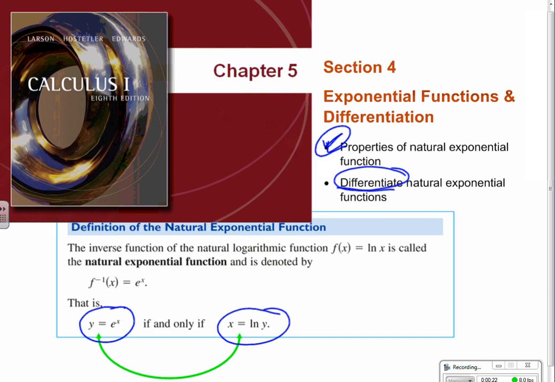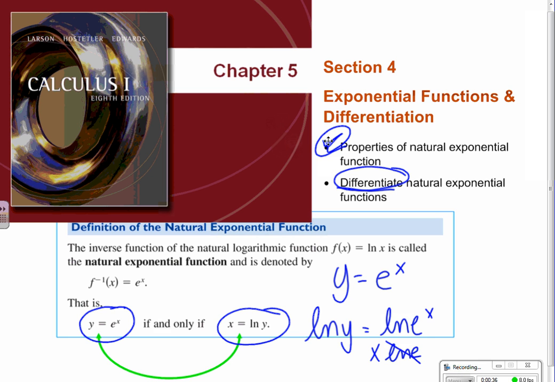If I took an equation y equals e to the x, I could do natural log of each side. And when I do that, the x could come down and the natural log of e goes to 1, and I'm left with this type of phrase, x equals the natural log of y.